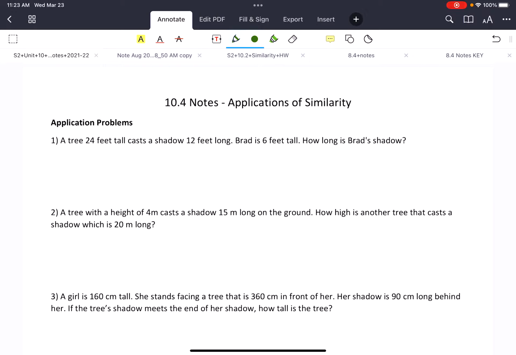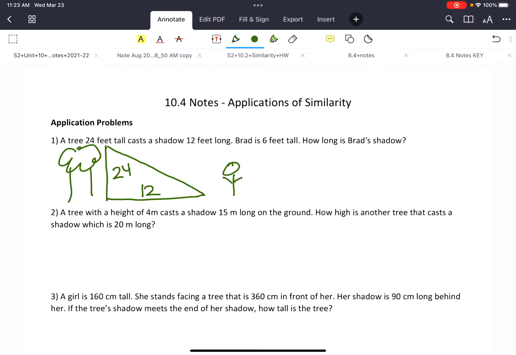Our first one says, a tree 24 feet tall, so I know that this distance is 24, casts a shadow that is 12 feet long. So I have one triangle like that. And then here's Brad. He is 6 feet tall. And we want to know how long his shadow is. So we have our 2 similar triangles.